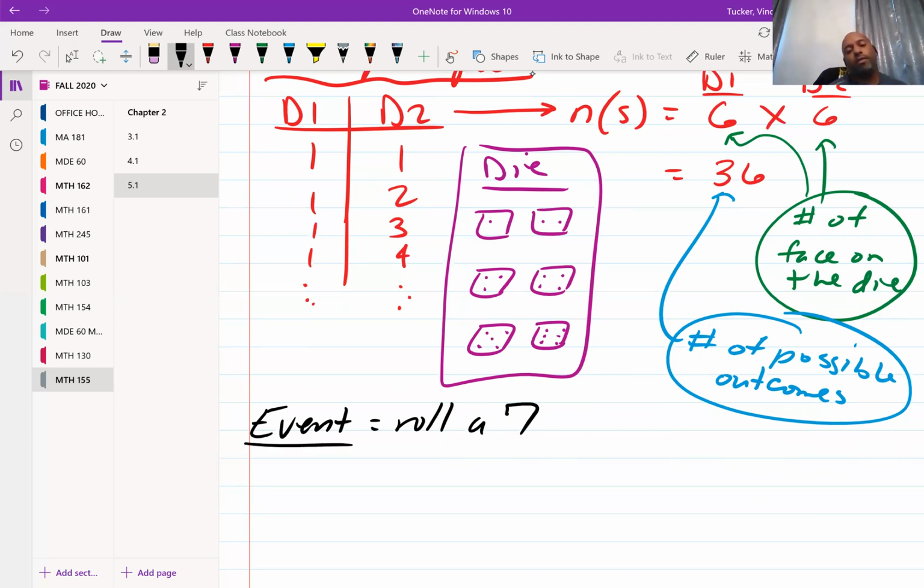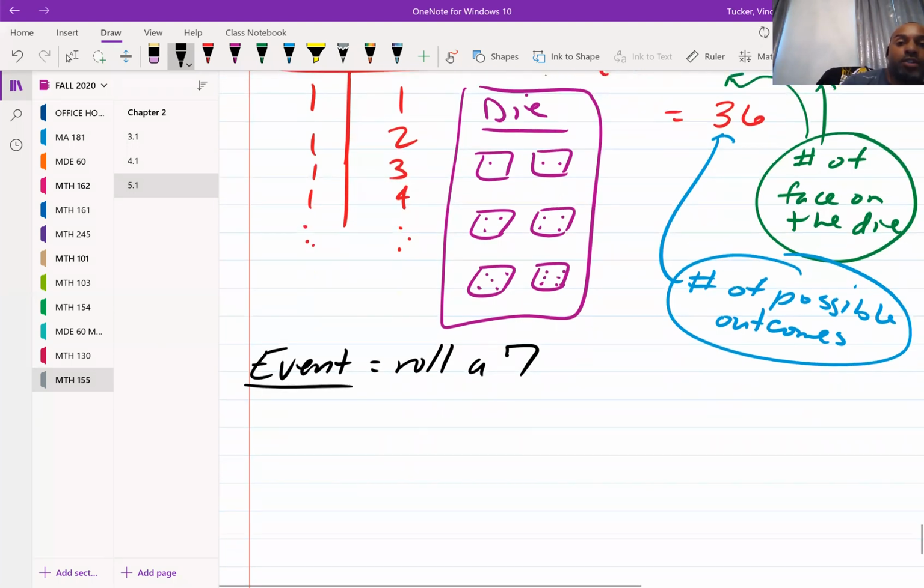All right, so let's look at our event. Our event is to roll a 7. So when you roll your two dice, whatever faces they land up, they need to add up to give you 7. So you want to explore how many possible ways that can occur.